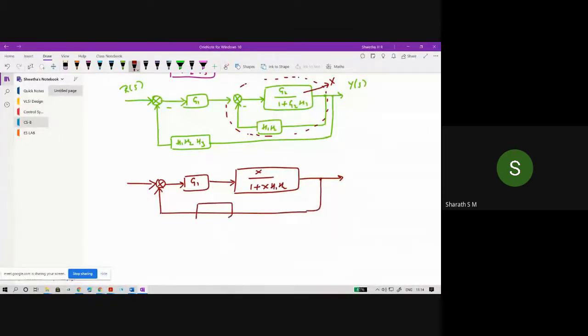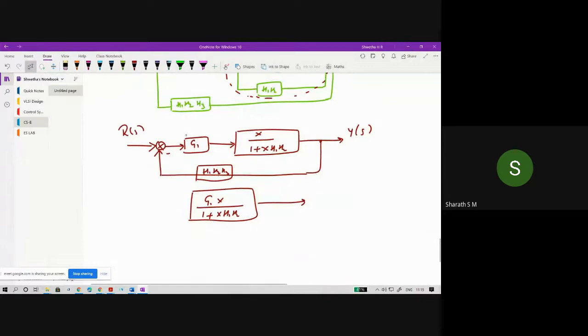And here we have H1 H2 H3, and these are in a product format. So that is G1 x 4 divided by 1 plus x H1 H2. For that we have a feedback as H1 H2 H3.